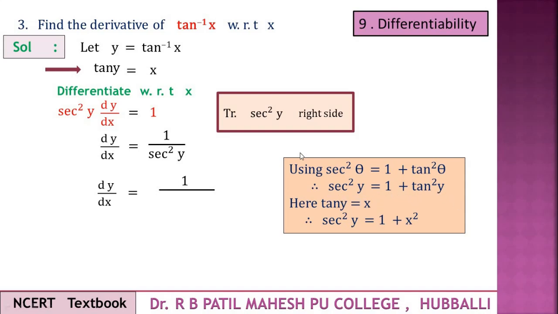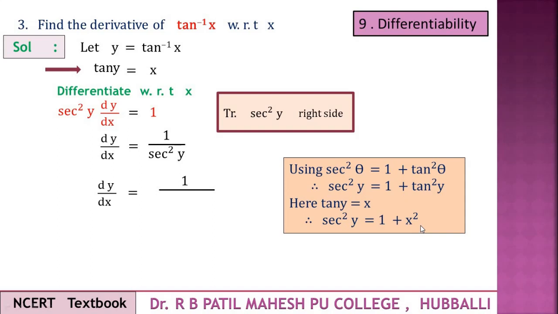Now what is tan y from this equation? It is x. Replace it here. That becomes secant square y is equal to 1 plus x square. So now in the denominator, secant square y you replace, because when tan y is x, then secant square y is nothing but the 1 plus x square term. That is the meaning. Tan y is x means secant square y is 1 plus x square.